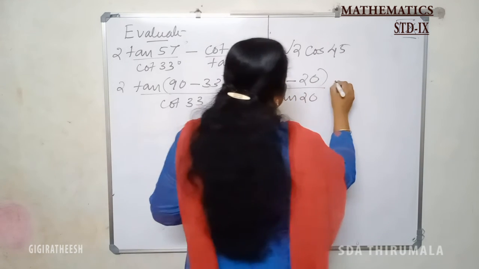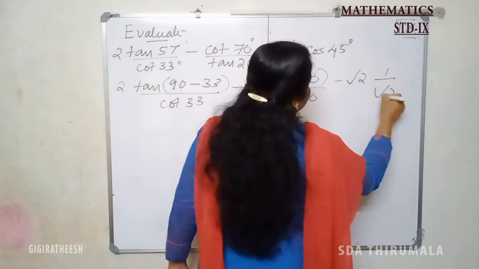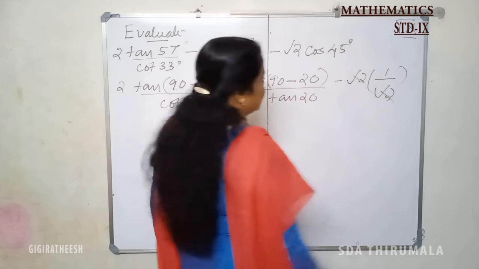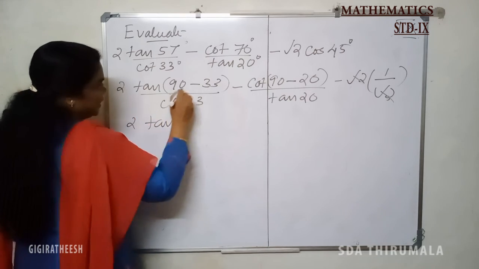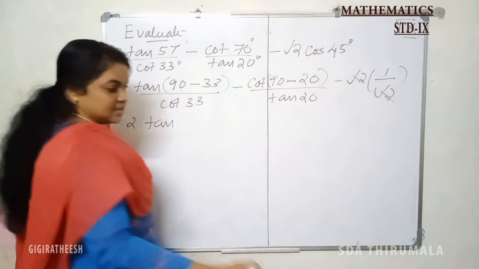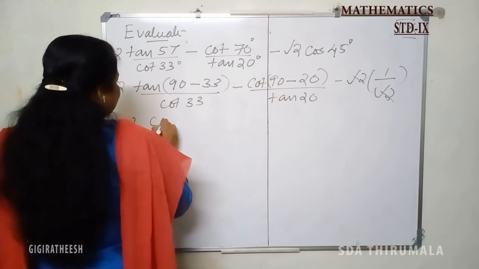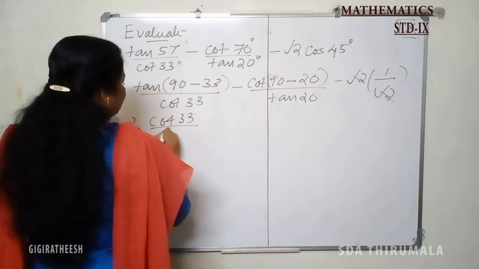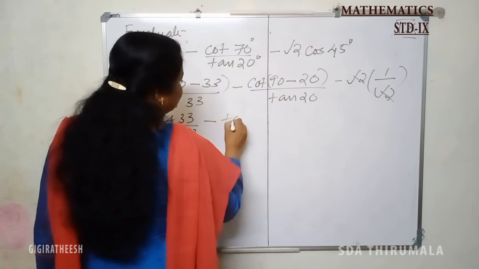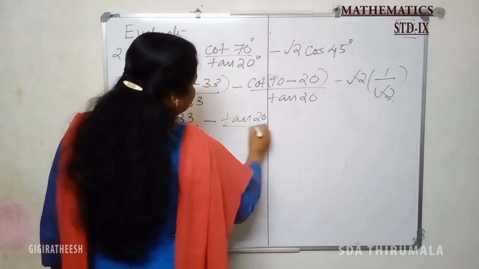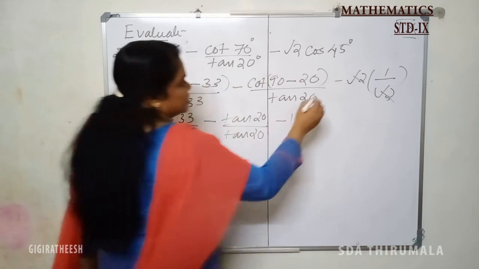Okay, and then root 2 into cos 45 degrees. Cos 45 is 1 by root 2, so root 2 into 1 by root 2, cancelling this root 2, we get 1. And 2 tan 90 minus 33, that is 2 cot 33 by cot 33, minus cot 90 minus 20, that is tan 20 by tan 20, minus 1.